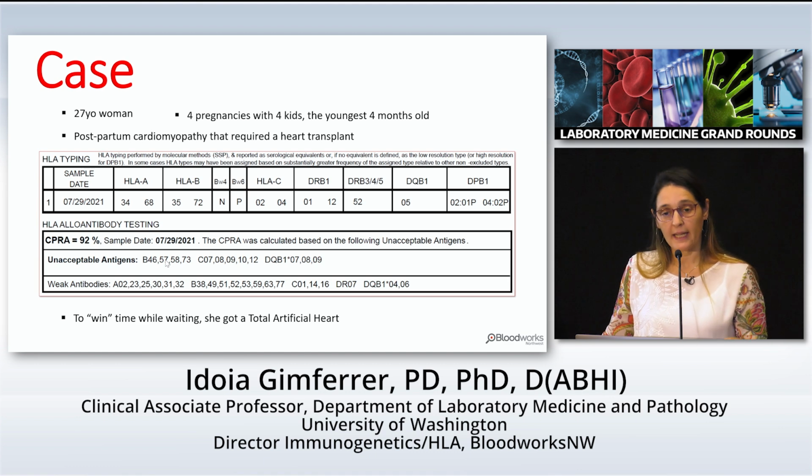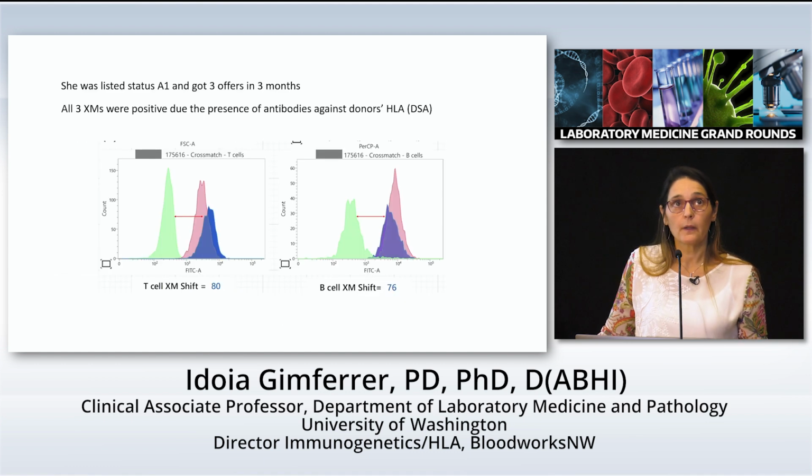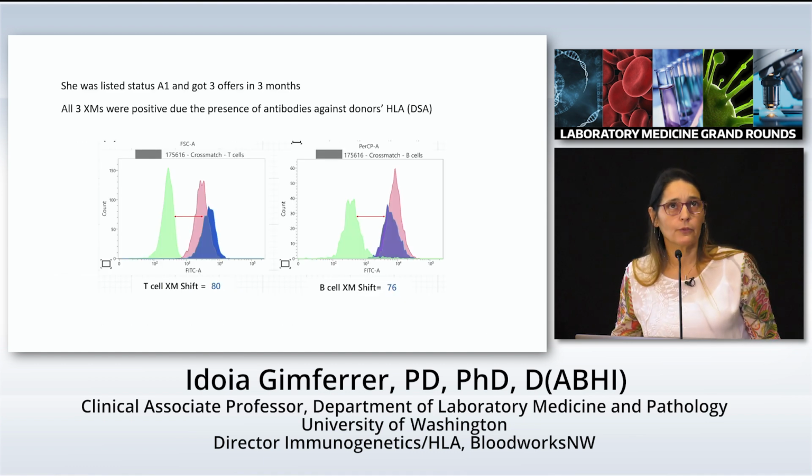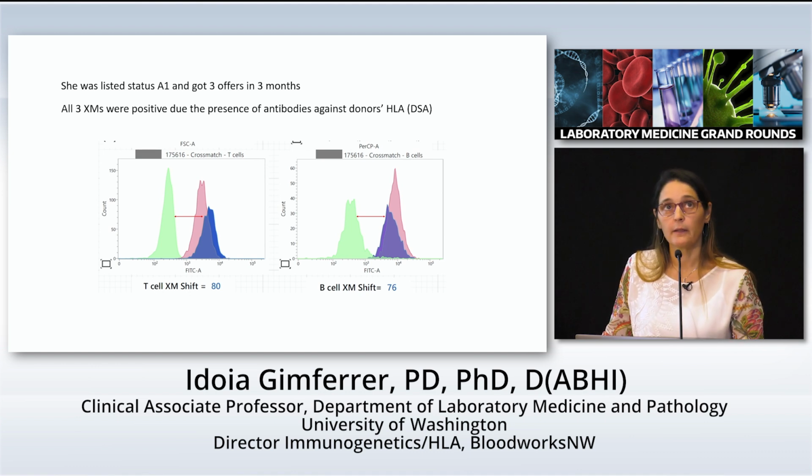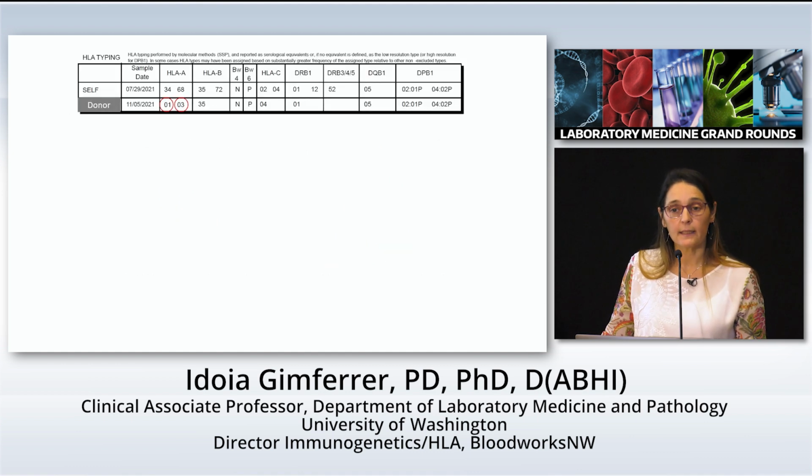So we had about a week to find a donor. We couldn't find a donor for her. She was too highly sensitized. So they did a total artificial heart for her. And then we had more time. During this time, about 3 or 4 months, she got several offers. All the time they came up positive. So we couldn't find a good donor until finally she got this offer.